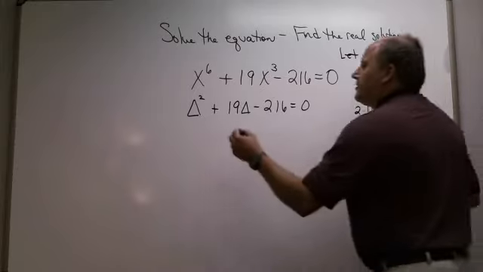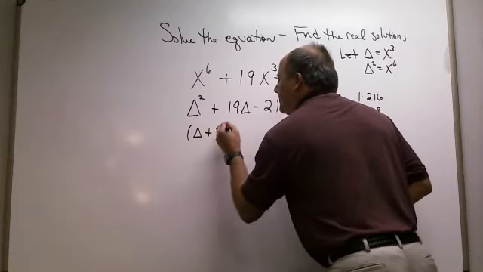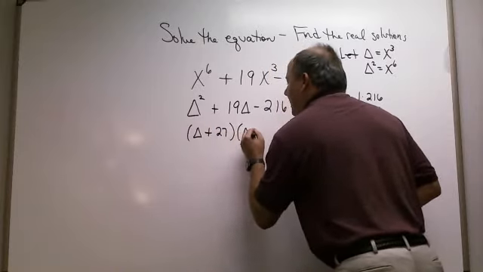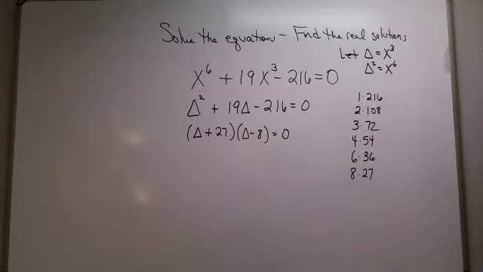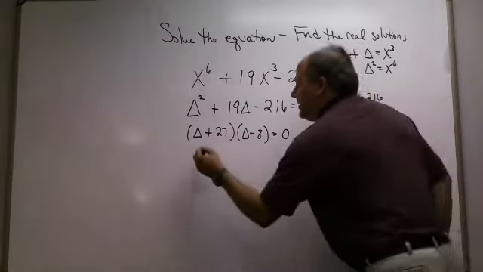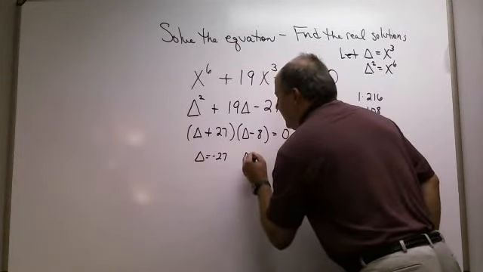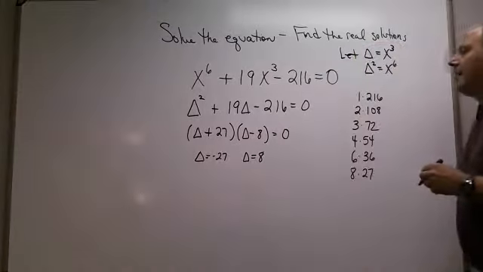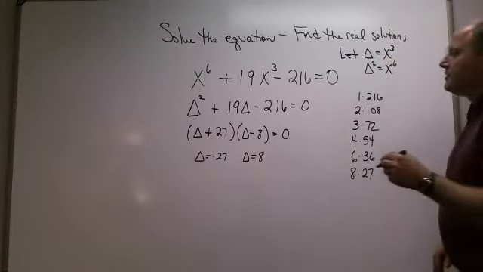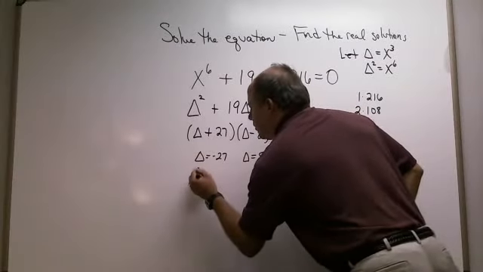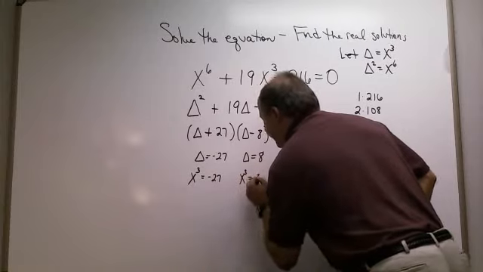So this factors to delta plus 27 times delta minus 8 equals 0. Then you solve each one of those for delta, and delta equals negative 27, and delta equals 8. Now go back and put x to the third back in for the delta. So this will be x to the third equals negative 27, and x to the third equals 8.